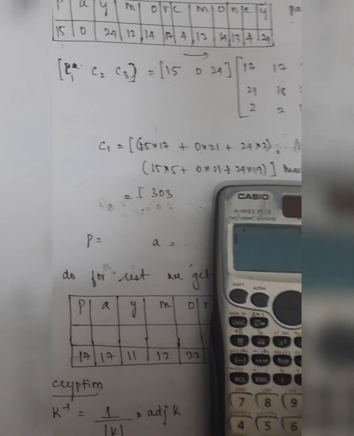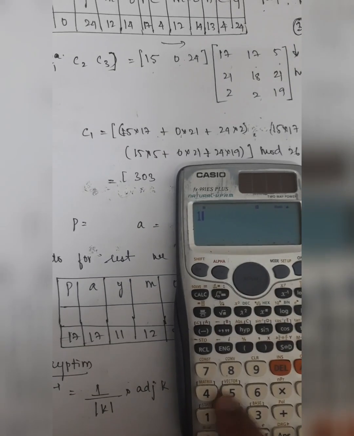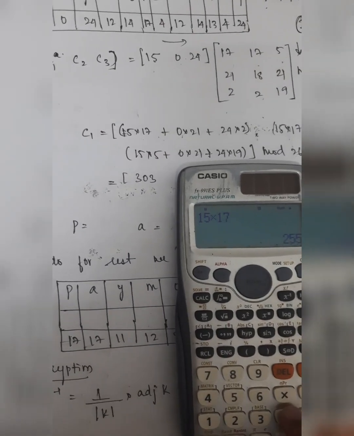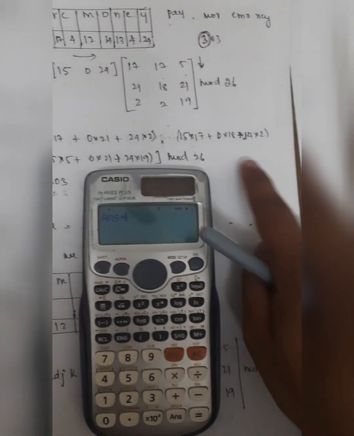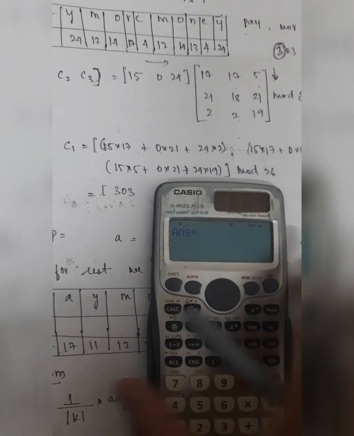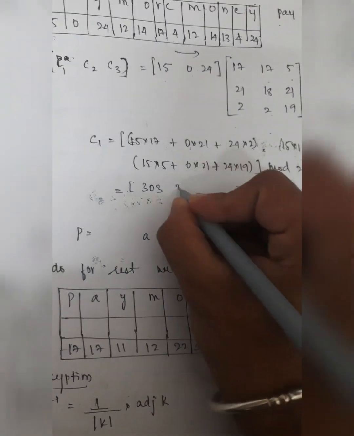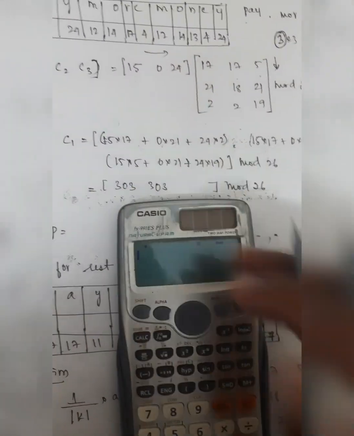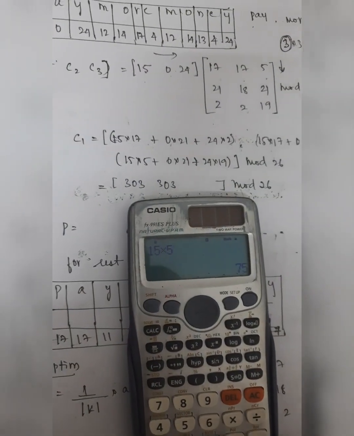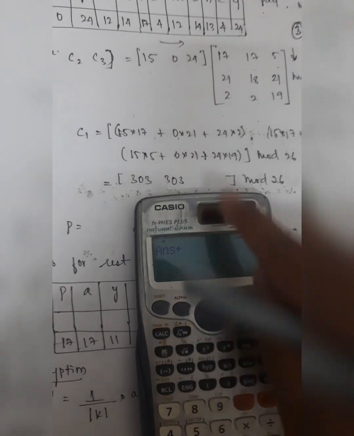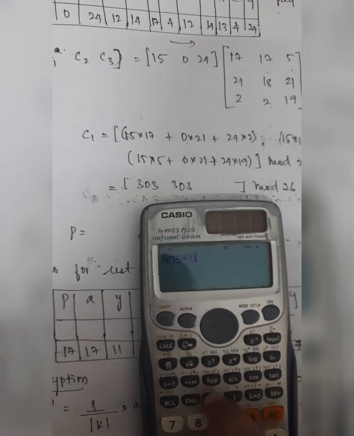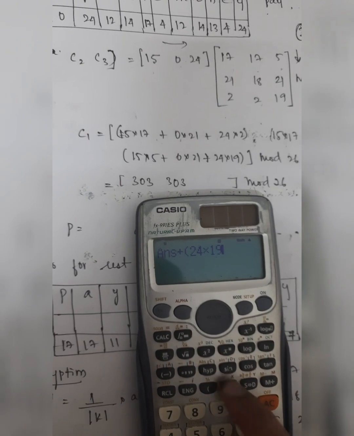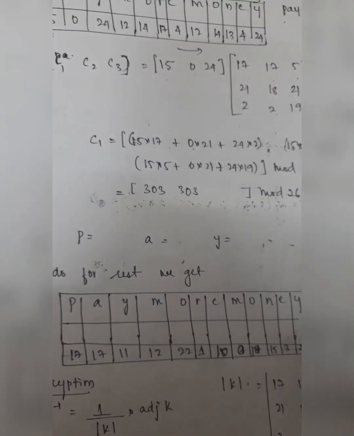Second term again 15 into 17, right? 15 into 17, you've got one number. 0 into 18 is again 0 only. Again if you take 24 into 2 you get 303, right? Next we are doing again 15 into 5, you get 75, plus 0 into 21 is 0 only. Again 24 into 19, when you take it, the value you get is 531.